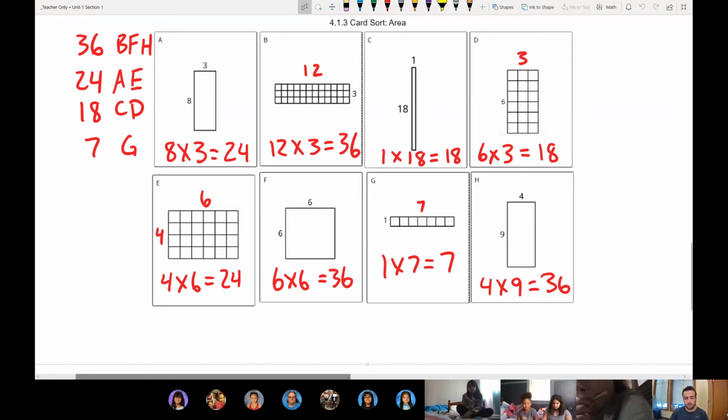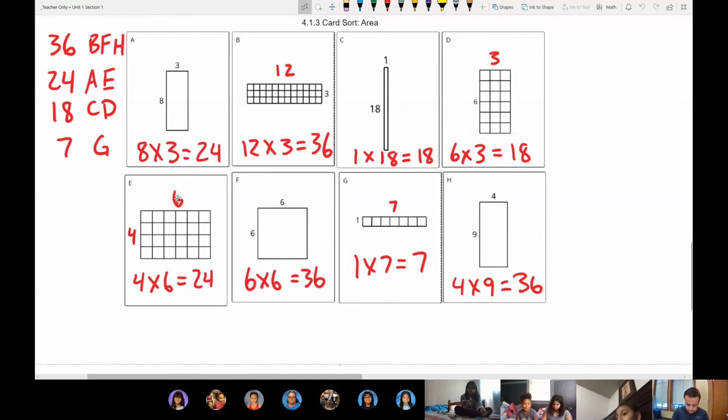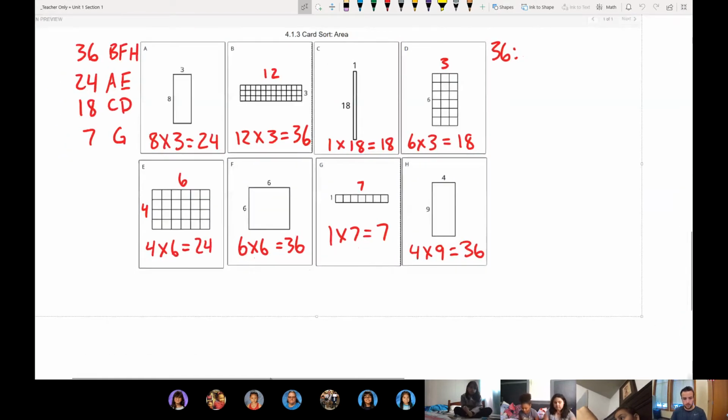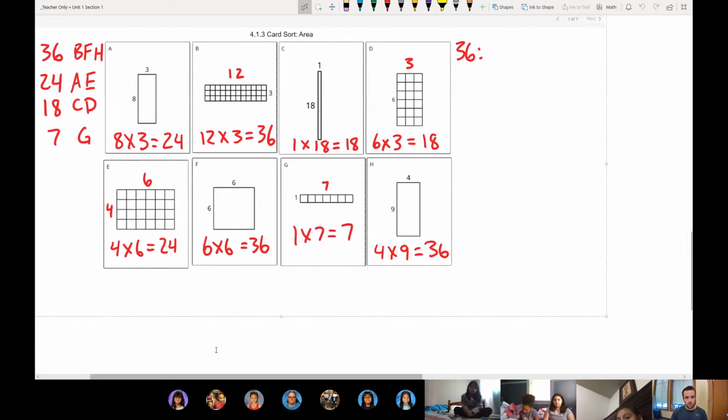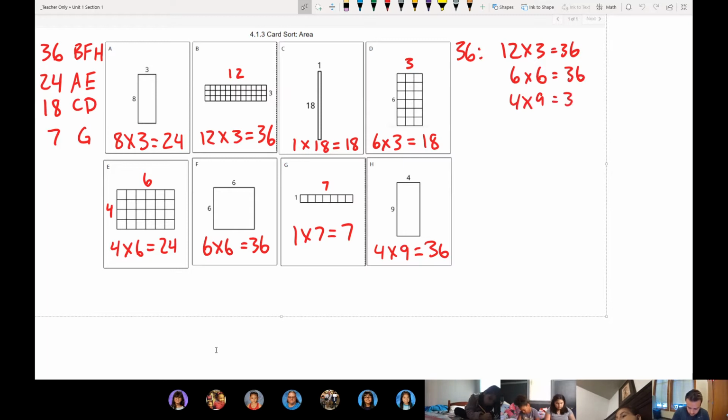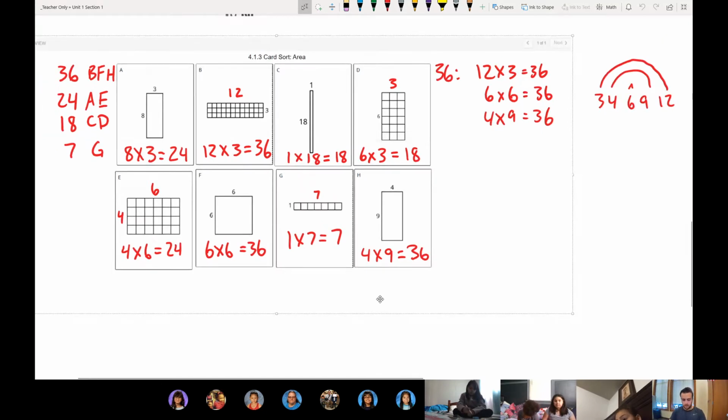All right, here's the next thing I want to test you on. So for 36, we have a few different rectangles that we made. We have 12 times 3 equals 36. We have 6 times 6 equals 36. And we have 4 times 9 equals 36. So we have 3 different rectangles that we can make as of right now. Let me put this in my little factor pair rainbow.